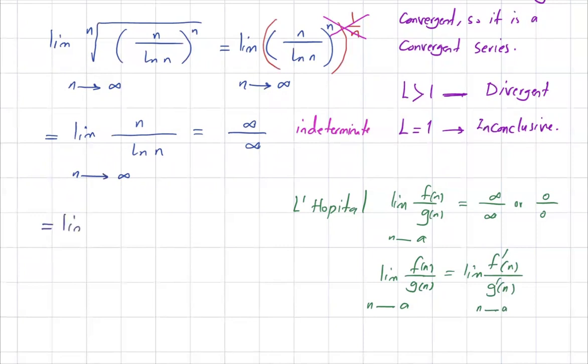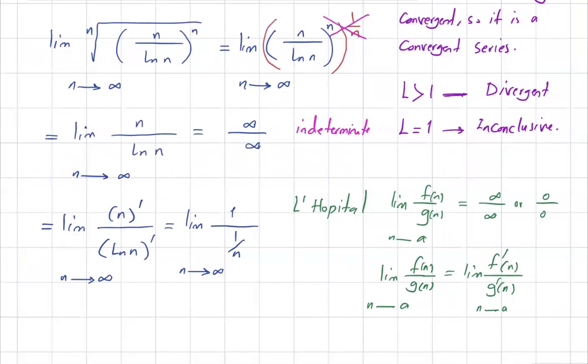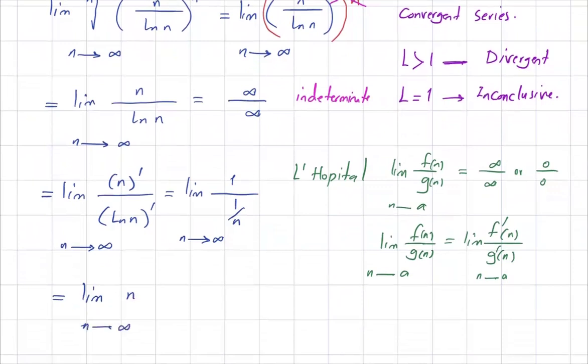This is equal to the limit of the derivative of n divided by the derivative of ln of n as n goes to infinity. The derivative of n is 1. The derivative of ln of n is 1 over n. Well, here we have an interesting scenario. Why is that? Because this can be simplified into the limit of n as n goes to infinity. So it goes to infinity, right? So what does it tell us? Using the root test, we end up having a divergent series.